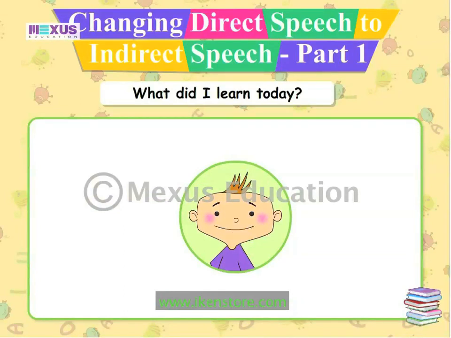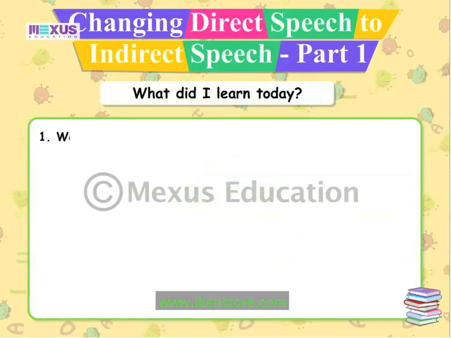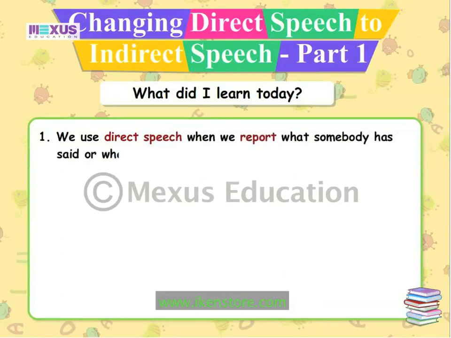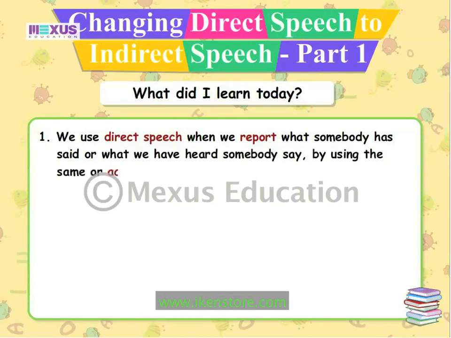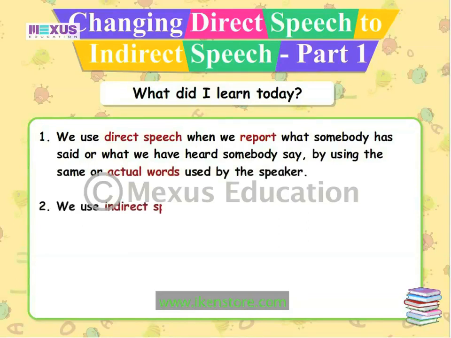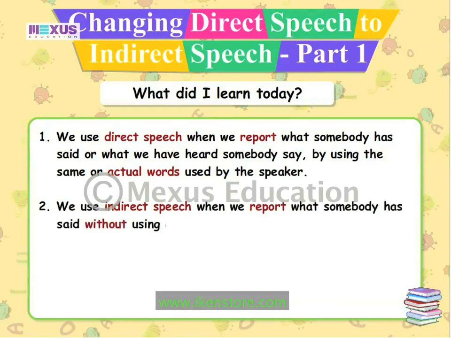Before we go out and play, let's run through all the points we have learned in the lesson on direct and indirect speech. We use direct speech when we report what somebody has said or what we have heard somebody say by using the same or actual words used by the speaker. We use indirect speech when we report what somebody has said without using exactly the same words used by the speaker.